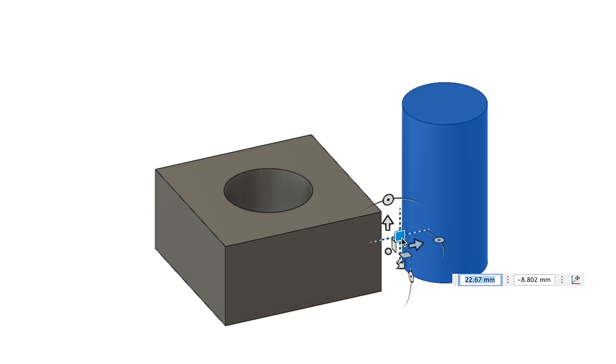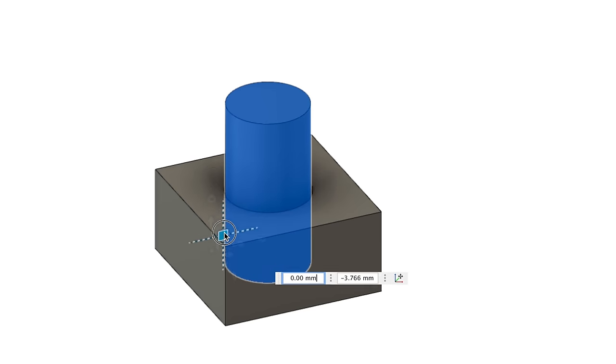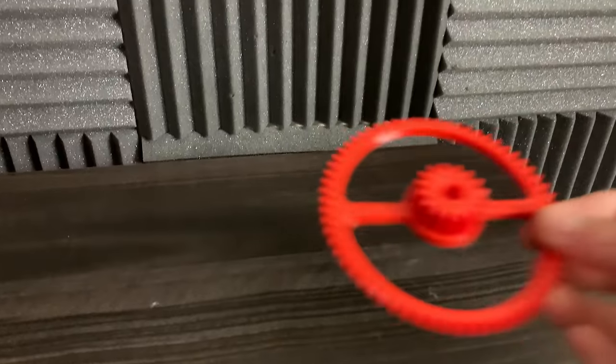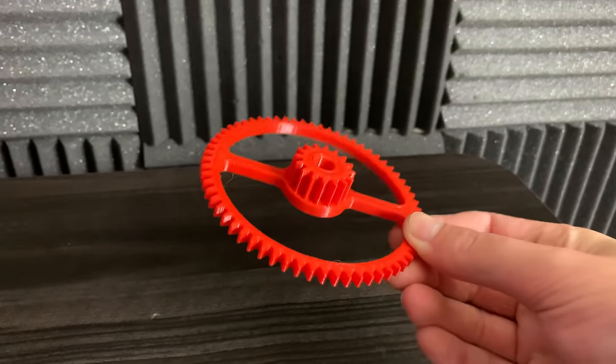Let's say you want to make one part fit into another. While this could vary between printer and printer, a good rule of thumb is 0.4 millimeters of extra space between parts. Did you know you could easily create your own gears in Fusion 360?